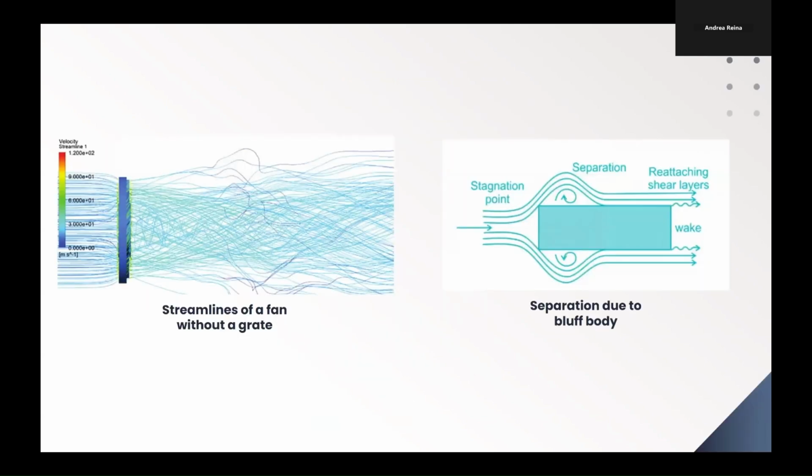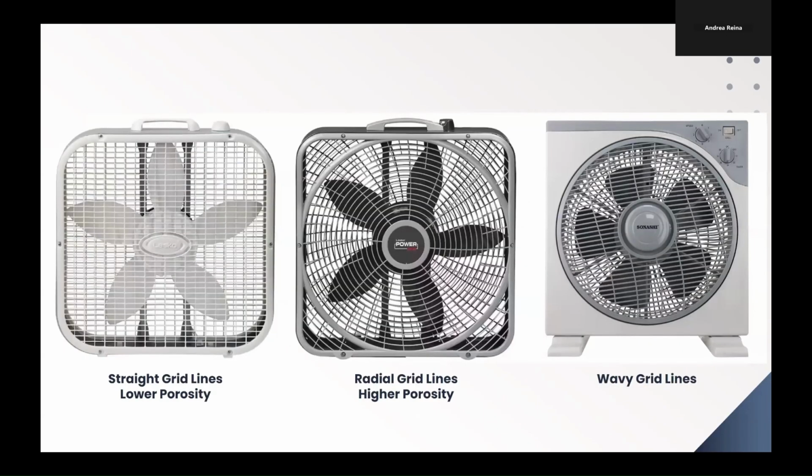Additionally, separation may occur around the edges of the grate, causing turbulence downstream. Due to the high Reynolds number we calculated, we predicted a large likelihood of turbulence, meaning increased drag and energy dissipation. Lastly, we can consider how the design of the grate itself impacts the flow, specifically its porosity, which is the volume of void space over the total volume.